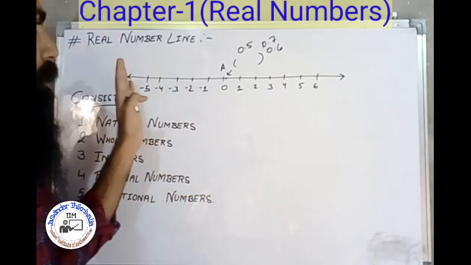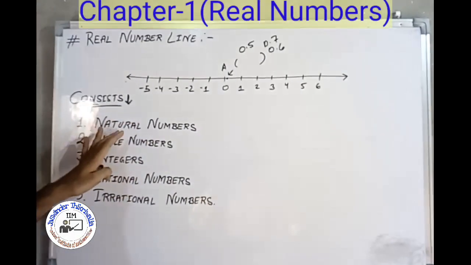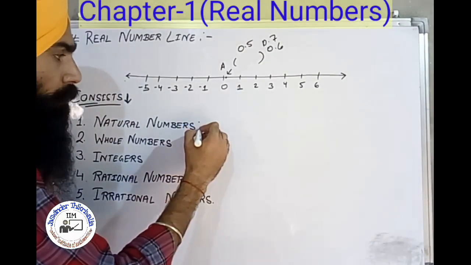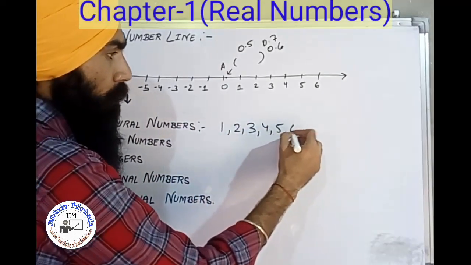This real number consists of many types of numbers. First of all, we start from natural numbers. Natural numbers are those numbers which start from 1, 2, 3, 4, 5, 6, and so on.